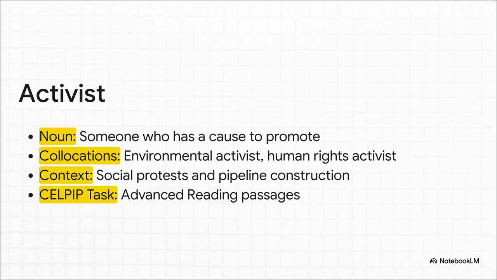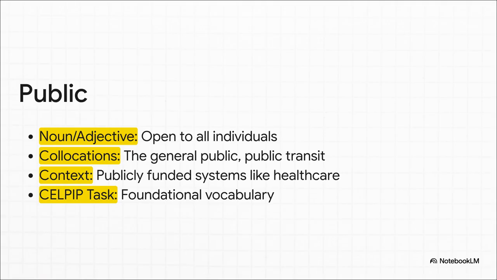Activist, a difficult word, an activist. This word is essential for those advanced reading passages. Canadians are very active in social protests. A classic high-difficulty reading topic on the CELPIP is pipeline construction. You'll absolutely read about the environmental activist or the human rights activist who organizes protests because they're unhappy with a federal decision to build a pipeline. At the heart of all of this is the public. Public. Noun, public.